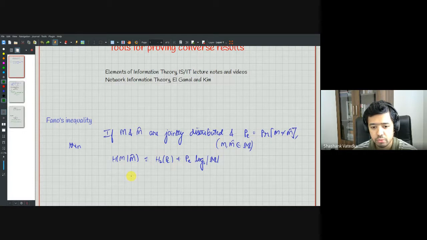Okay, so even before we prove this, let's try to inspect this and see what is happening, to at least get a qualitative understanding of what this is saying. So let us say that you have m hat and m. So if m hat is equal to m, then what can you say about H of m given m hat?